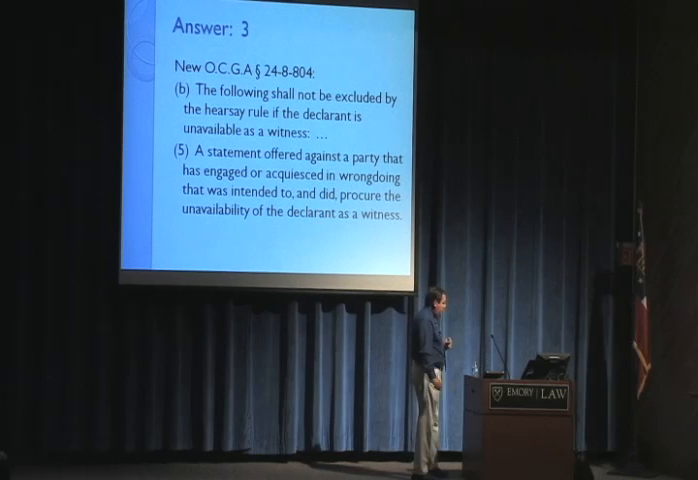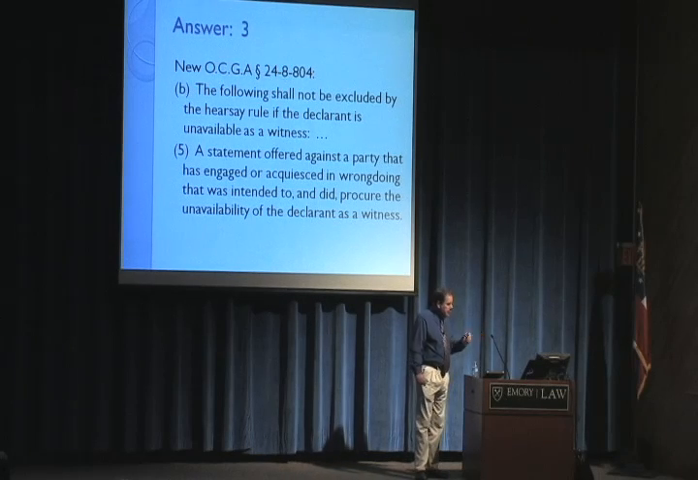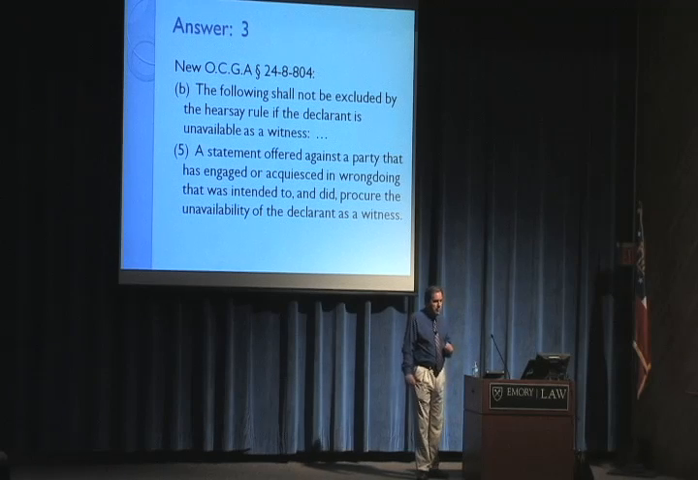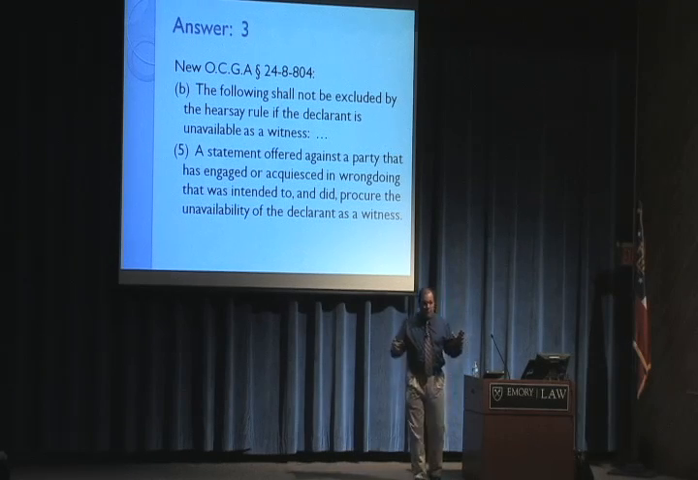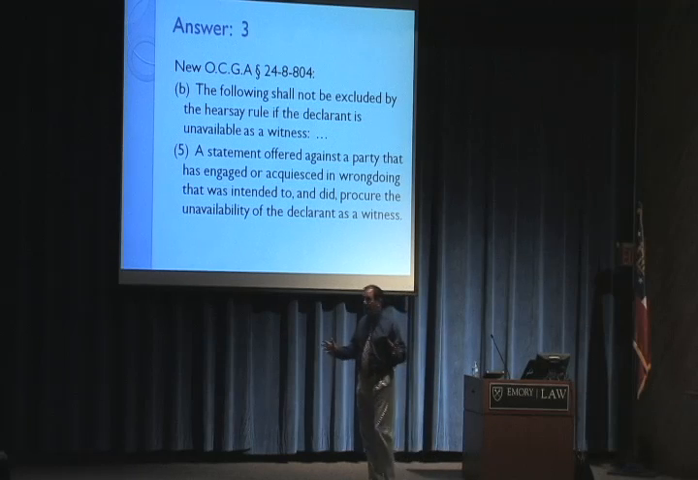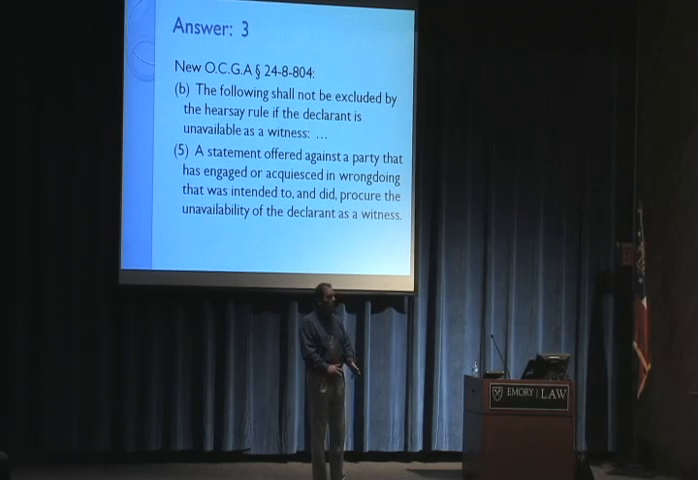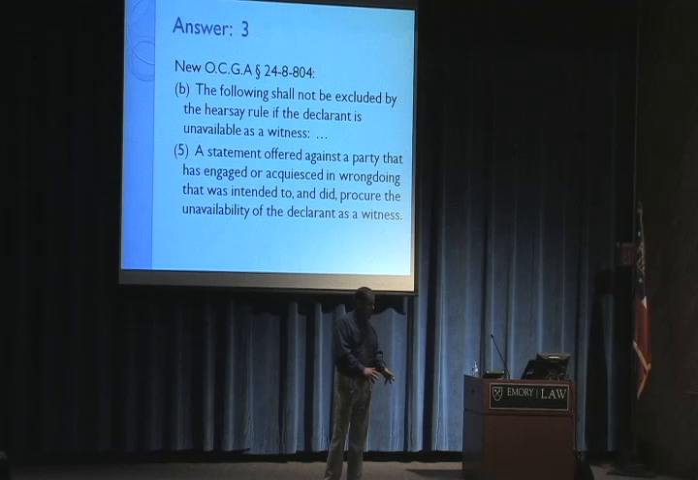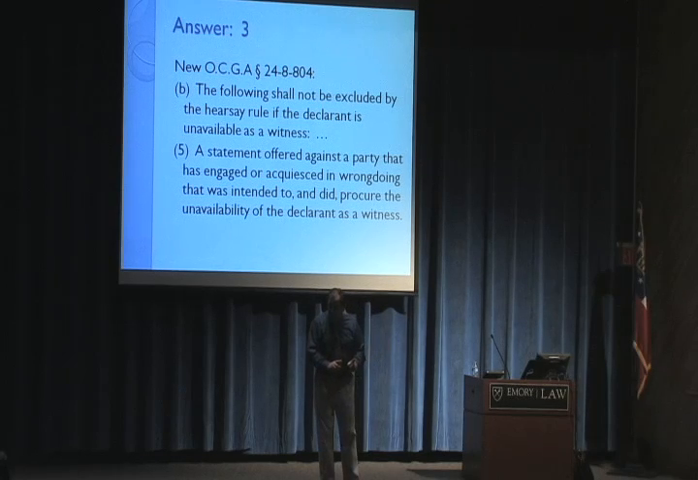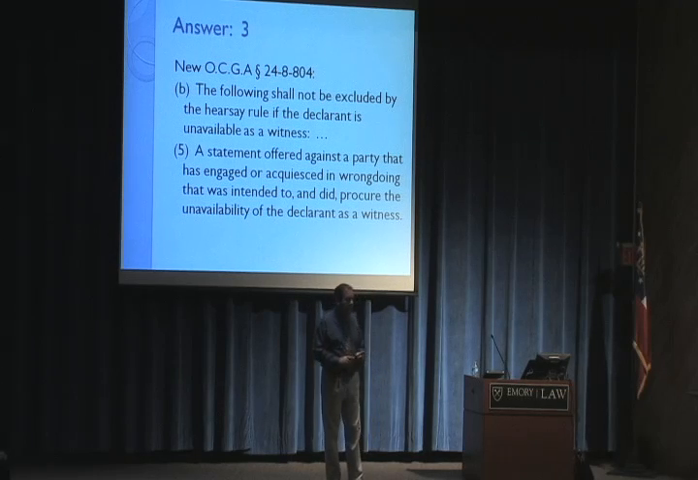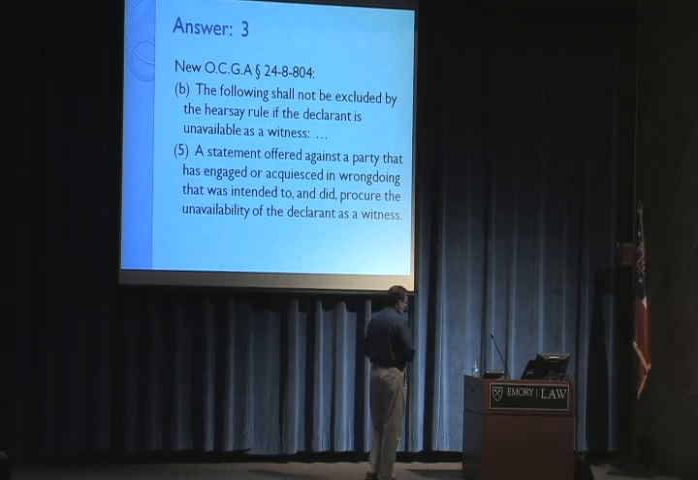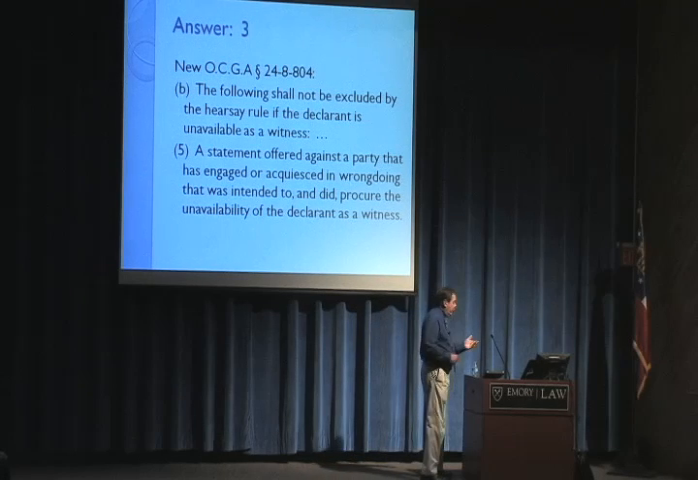This would be a statement offered against the party, that'd be the husband in this case, who has engaged or acquiesced in wrongdoing that was intended to and did procure the unavailability of the declarant as a witness. See, the husband can't complain, oh, well, I don't get to cross-examine her. Well, you threatened her dog Fluffy to keep her off the stand. And that's improper, of course, and it forfeits his right to cross-examination, not only as a hearsay rule, but also under the Confrontation Clause. Crawford itself introduced the forfeiture exception, and it was reiterated in Davis after that fact. So this would be a twofer in this circumstance.